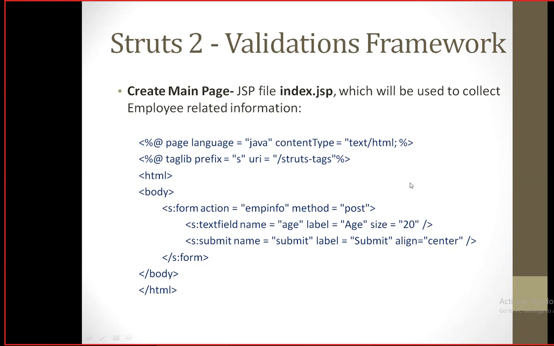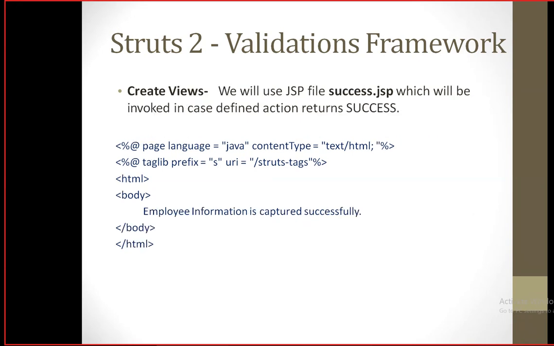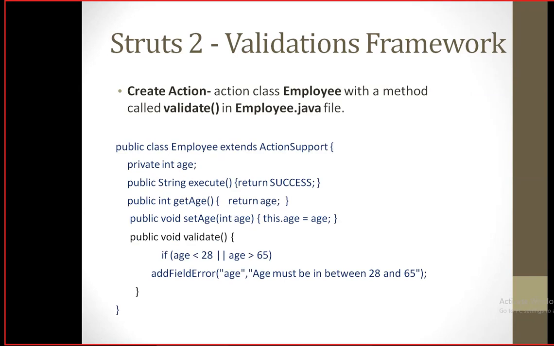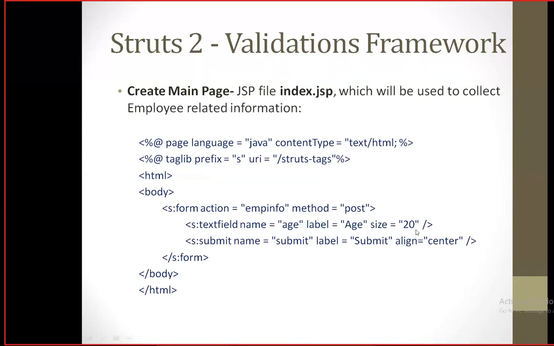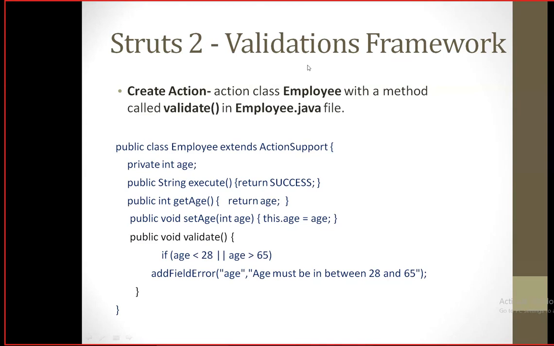So this is our index.jsp page. Then whatever success page we have to design, we will design it as success.jsp, and we are simply putting a line that employee information is captured successfully. Now, what is the user expected to input? The user is expected to input the age value. Now that age value is to be validated, right? So we will add a validate method. It is already present, but we will have to define that validate method.